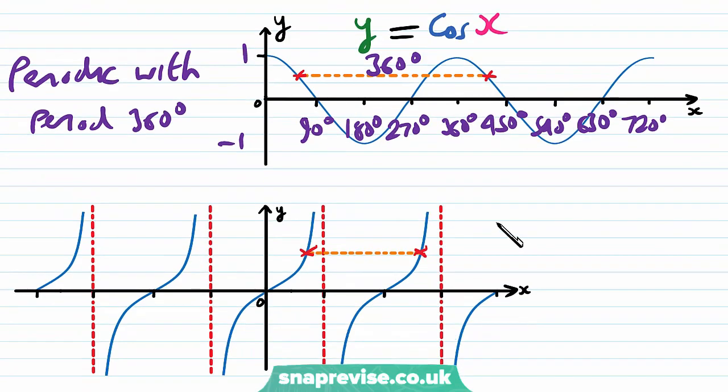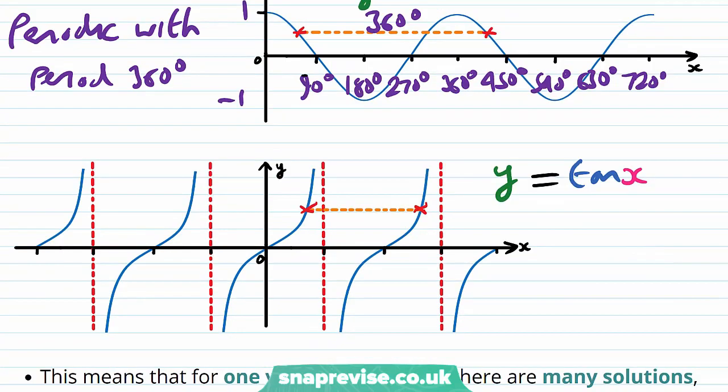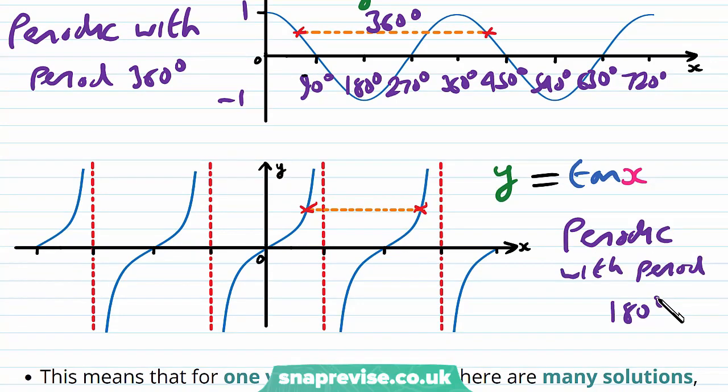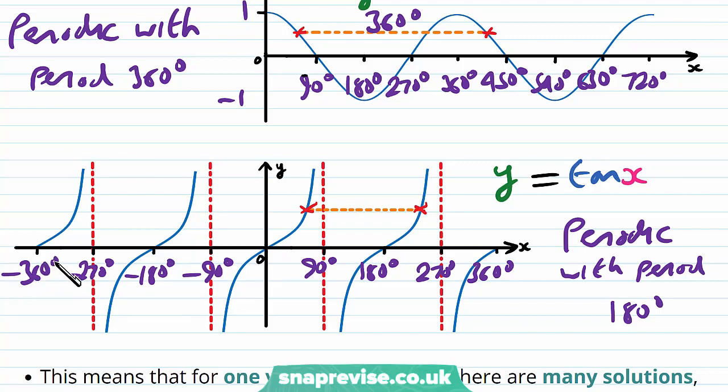Lastly, we have a slightly different graph, y is equal to the tan of x. Now we've seen that this is periodic with period 180 degrees. And we've also seen that the values are 0 and then 90, 180, 270, and 360, and in the opposite direction, minus 90, minus 180, minus 270, and minus 360, and on in both directions. The distance between subsequent points in this case is 180 degrees.